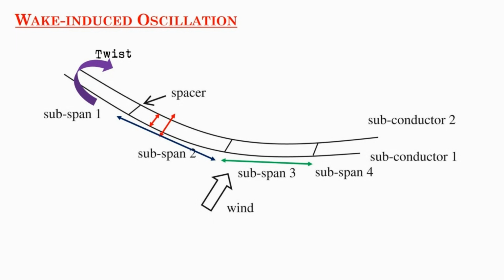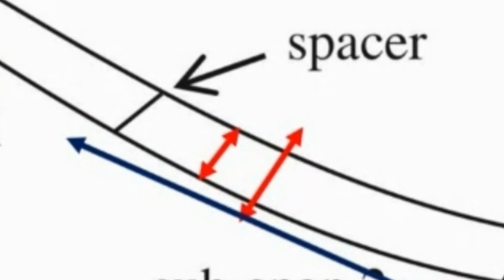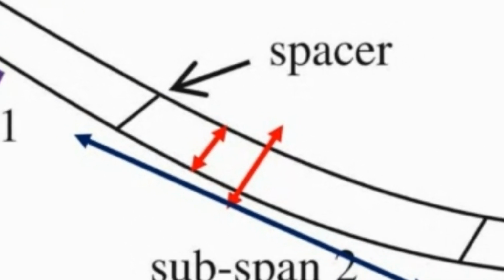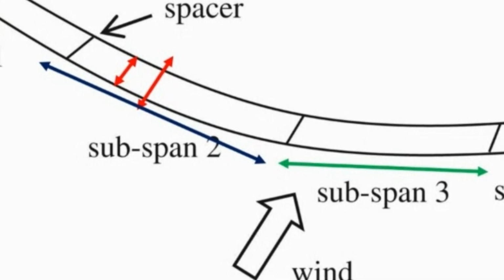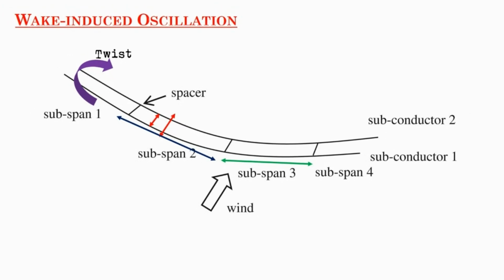Another is making the spacer longer. Normally those bundle conductors have spacers. If we make the spacer longer, of course, the wake will have less effect. The third method is to use spacers at different spans. This will balance or unbalance the vibration of the two bundle conductors. By proper design, making different span lengths will reduce the wake-induced oscillation significantly.